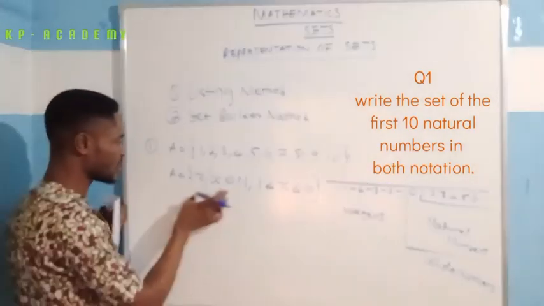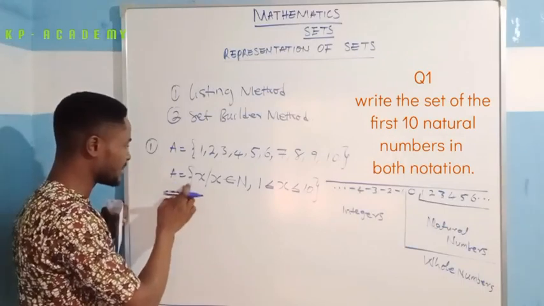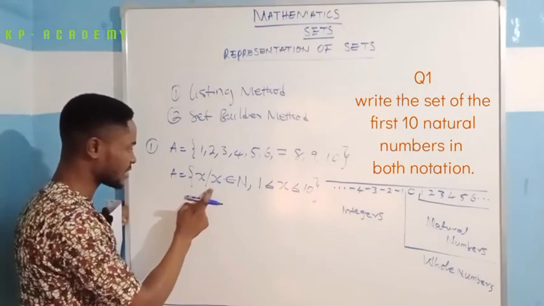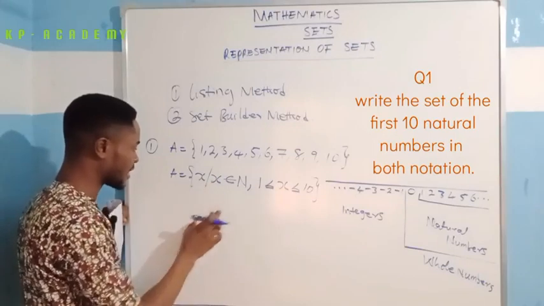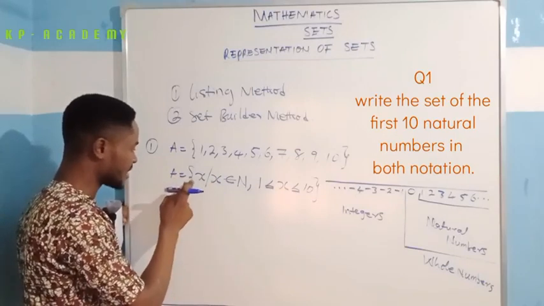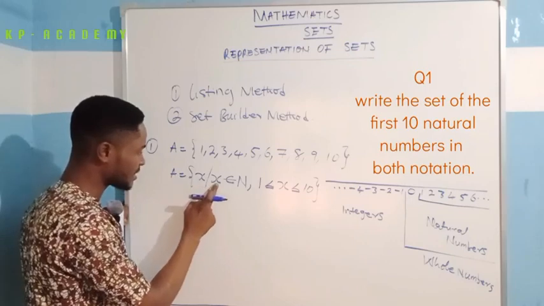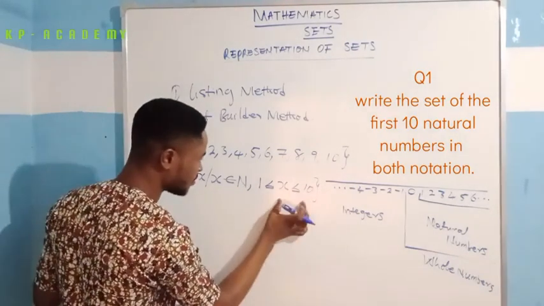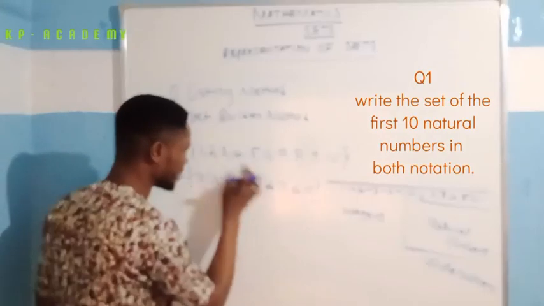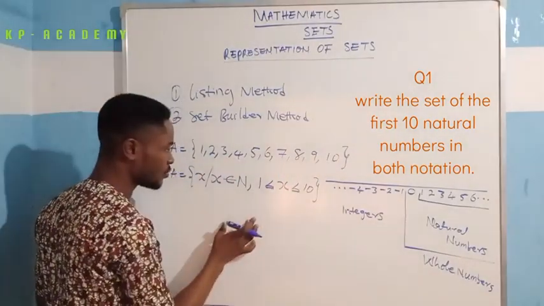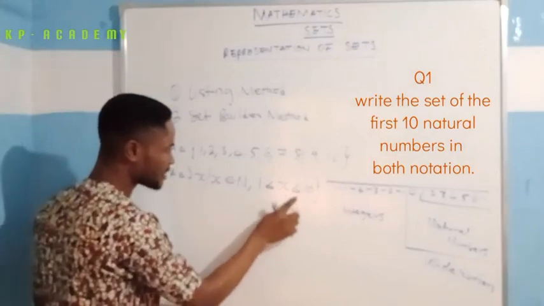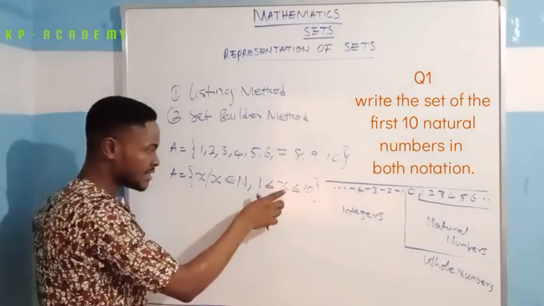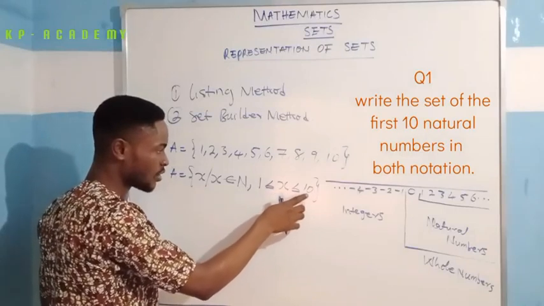In the set builder method, it's trying to say that A is the set of x such that, of course, this slash means such that, now x. So let me read it aloud again. A is the set of x such that x is an element of natural numbers. Now, this is the condition. This part now is actually trying to tell us the natural numbers, how many of them are in question. Alright, so this part is trying to tell us that x is greater than or equal to 1, and the same x is now less than or equal to 10.